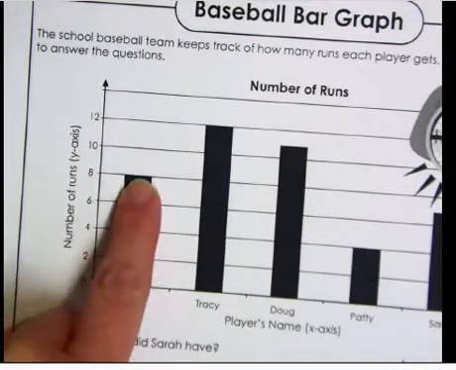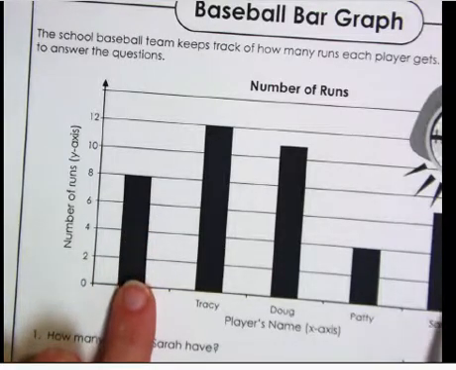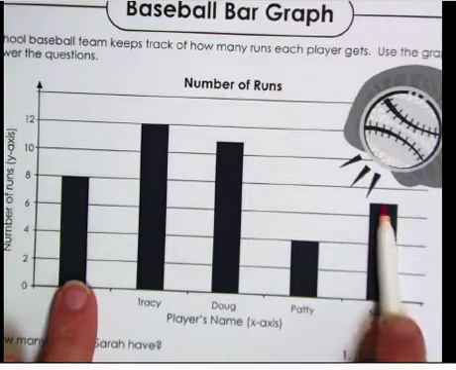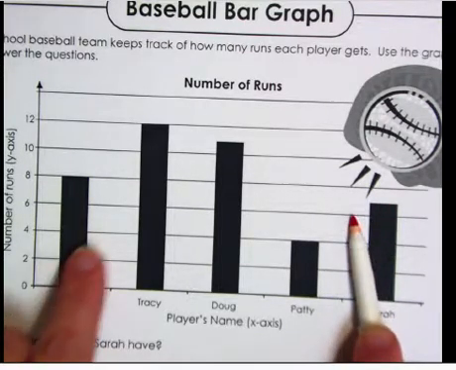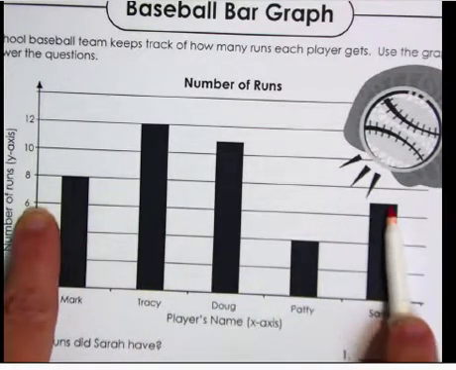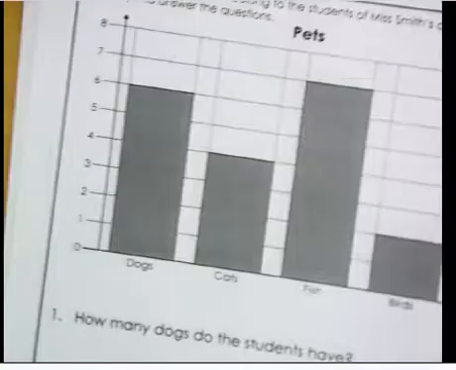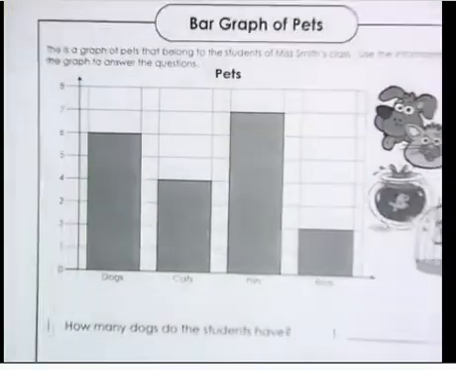And so it makes it a little simpler. But look at this one over here. Oh, let me slide it over. Sarah's bar right here goes past the 6 line, but not quite to the 8 line. So what do you think that is? That's 7. So go answer your questions about the bar graph with pets.